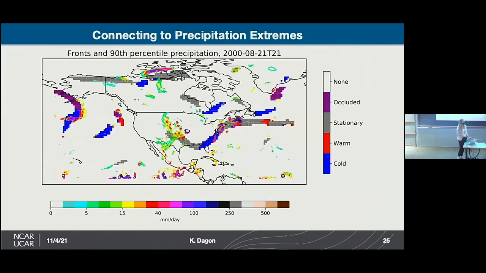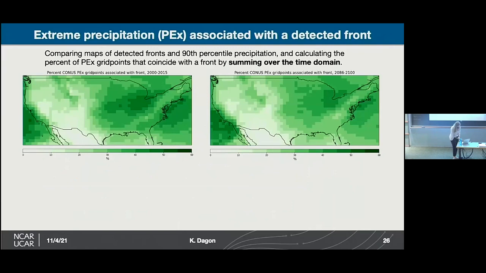Okay, I have only a few minutes left, but I do want to connect this to precipitation extremes. What I mean by that is we have all of these labels from our climate model output, these different features, for example different front types, but we can also look at precipitation in the model. And we can ask the question: when do fronts that are detected by the machine learning algorithm line up with extreme precipitation events? So after some data processing, that's what I'm showing here.